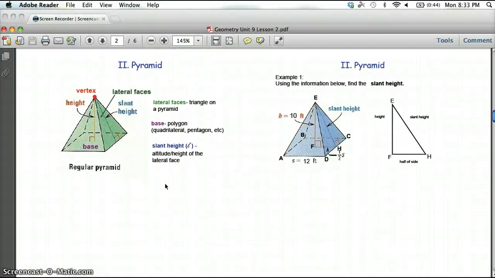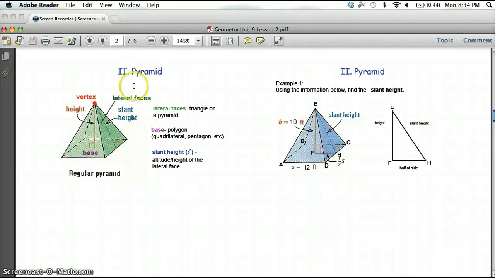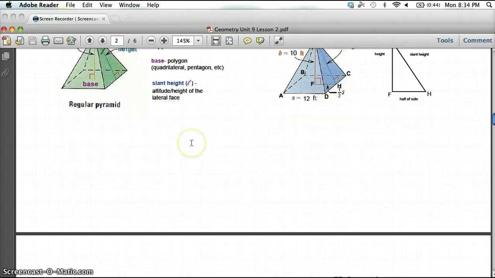So the second one we're going to look at is a pyramid. So let's first look at a pyramid. Our pyramid has our height, our base, and here's our base. Okay, and then we also have our height, so the height of our entire figure, which is here, and then we have our slant height. Now remember, this height is slanted, so it's our slant height. Okay, so let's go ahead and look at our pyramid.